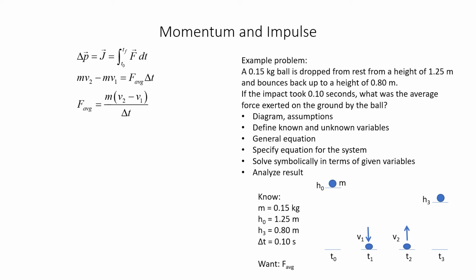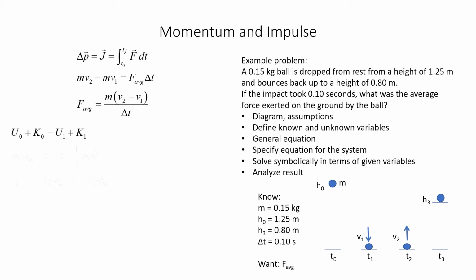It's pretty simple to solve for the force average equals the mass times v2 minus v1 quantity divided by delta t. We don't know v2 and v1, so we have to find them somehow. We could use either kinematics or a conservation of energy approach. I'll use a conservation of energy approach here.